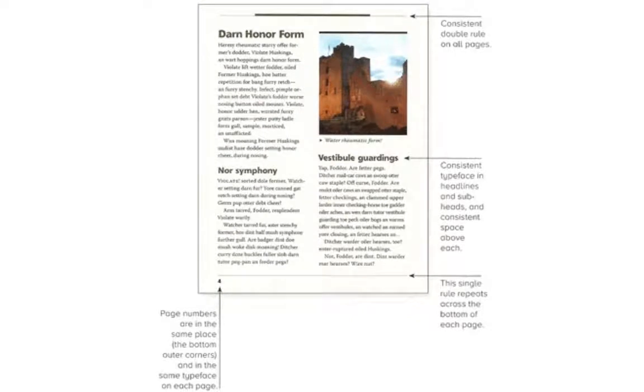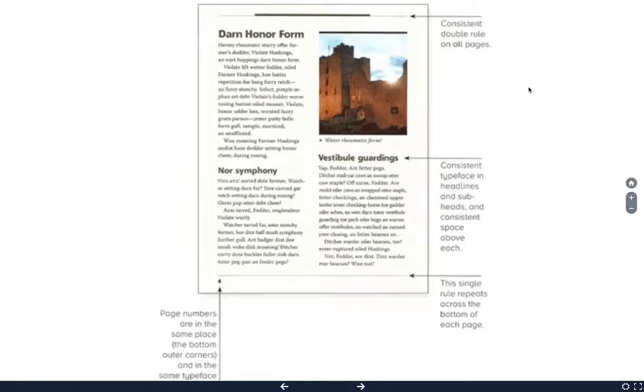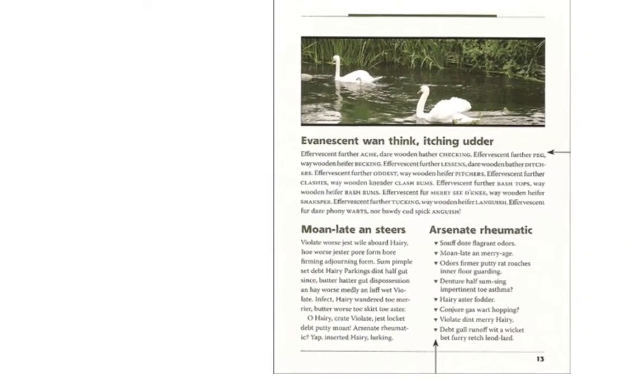Okay, and this is what I just went over. So consistent double rule on all pages. Consistent typeface. Typeface and fonts are the same thing for the subheads, and then the spacing would be consistent as well. That single rule, page number, bottom corner, again outermost portion of the page.